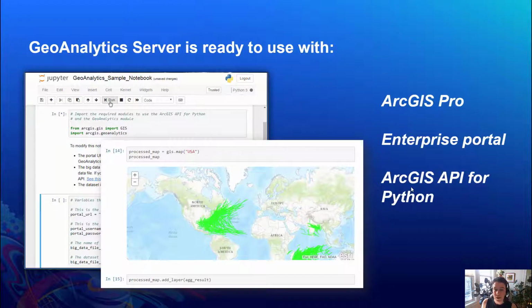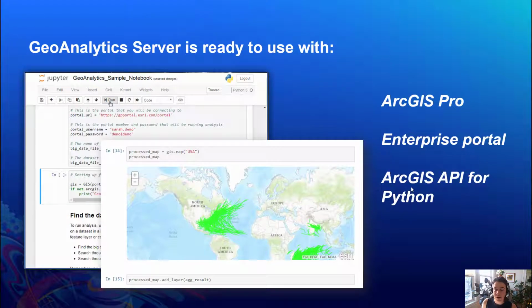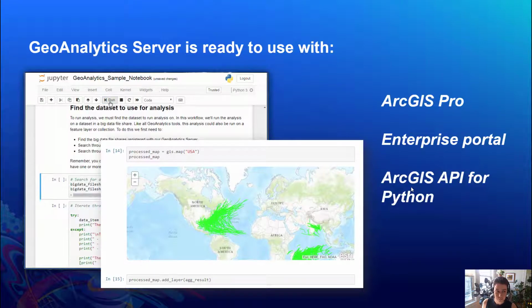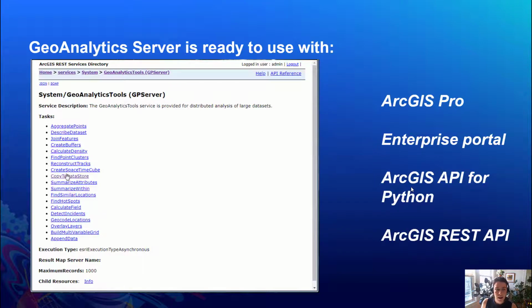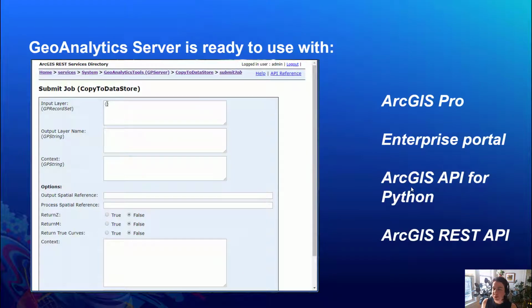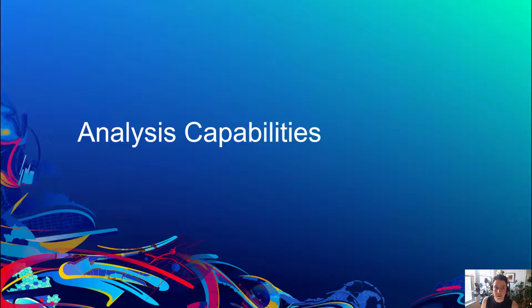So these can be written in notebooks. You can also use the ArcGIS API for Python in your IDE of choice. And then you can also run tools directly through the REST API. Most people do not do this. I like to do this, but if you wanted to write your own app to call into the tools, you would use the REST API. So that's why this example is here.